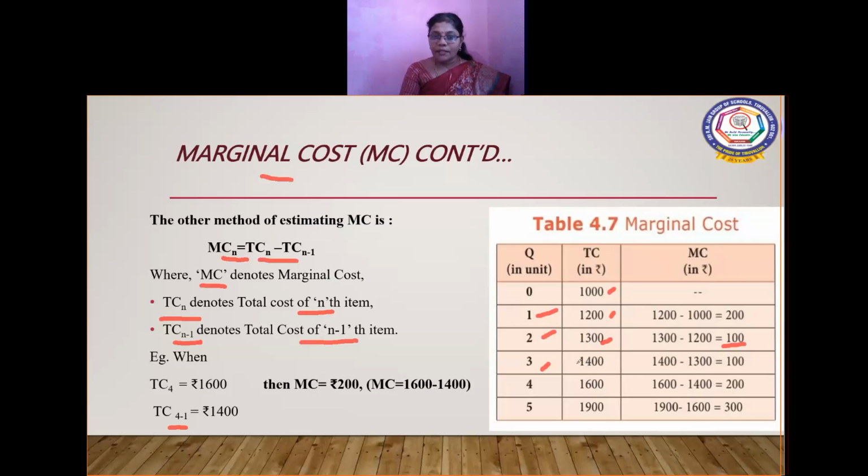And if you take the difference between the third unit and the second unit, if we have produced 2 units and decide to produce one additional unit, that is the third unit, we have to subtract the expenses involved in the production of the second unit from the third unit. Here third unit 1400 and second unit 1300, so we get 100 as marginal cost. In the same way we can calculate marginal cost for all the terms.